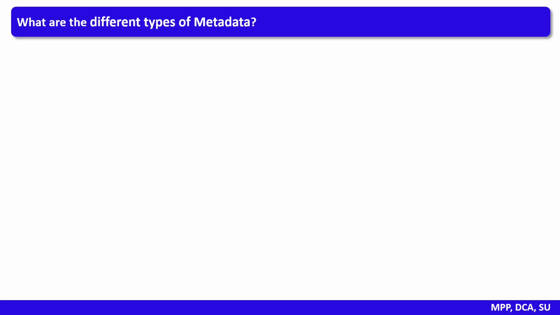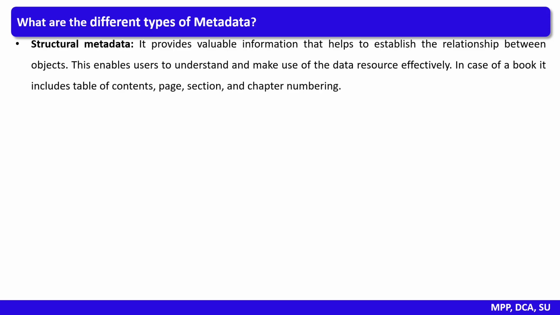Now let us understand what the different types of metadata are. To start with, let us discuss what structural metadata is. Structural metadata provides valuable information that helps us to establish relationships between various objects. Structural metadata enables users to understand and make use of data resources effectively. For example, in case of a book, structural metadata includes table of contents, pages, sections, and chapter numbers that will enable us to establish relationships between various aspects of a book.